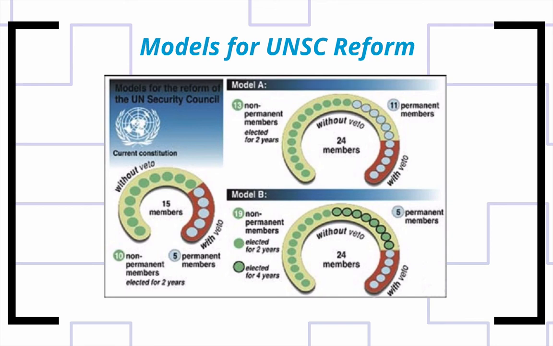An alternative model is Model B, in which you expand to 24 members. You have the 5 permanent members with veto, and then you have a total of 19 non-permanent members, some of whom are elected for 2-year terms, some of whom are elected for 4-year terms. I have seen all sorts of different configurations of models for reform for the UN Security Council, all sorts of different ways in which you expand the membership, expand the representation, reconfigure veto power, try to do all sorts of different things.